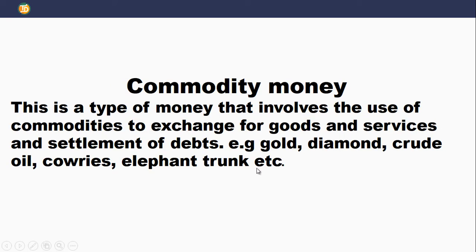So we have commodity money. Commodity money involves all goods that are used to settle debts or to exchange for goods and services. Examples of commodity money are gold, diamond, crude oil, cowries, elephant trunk, and the likes.